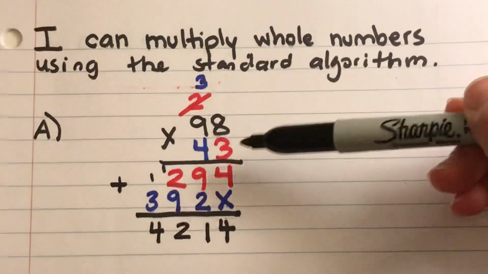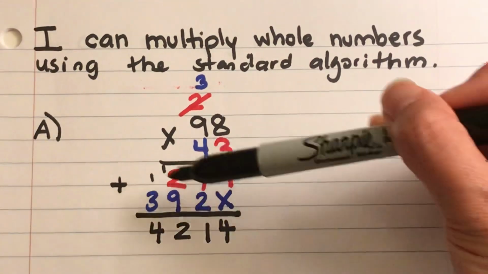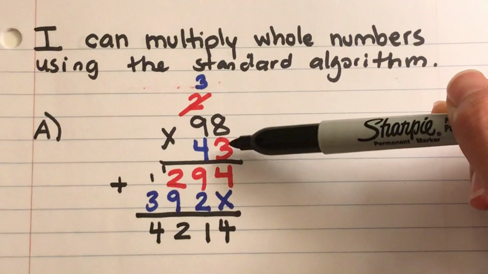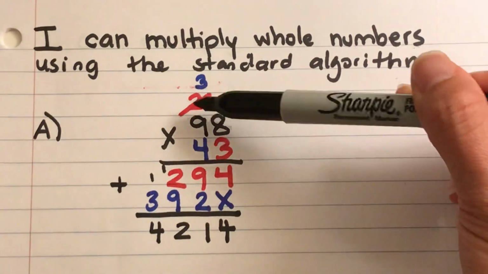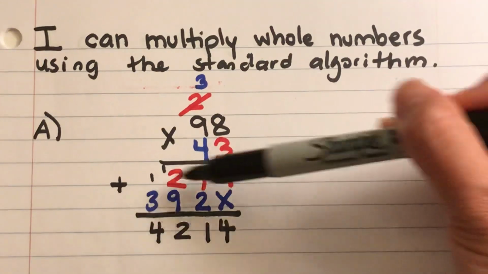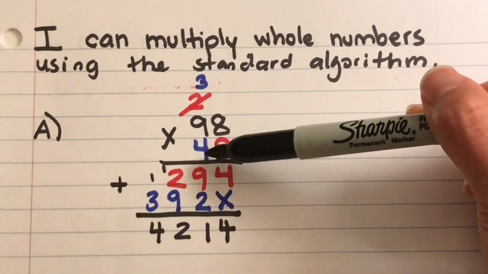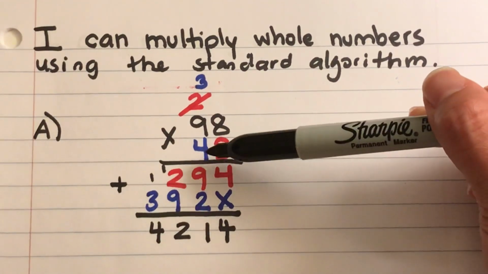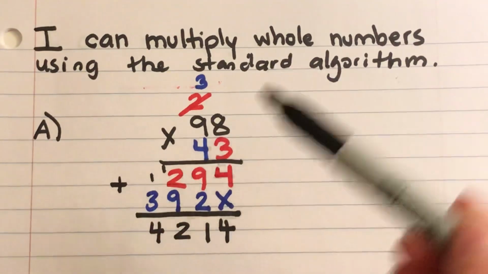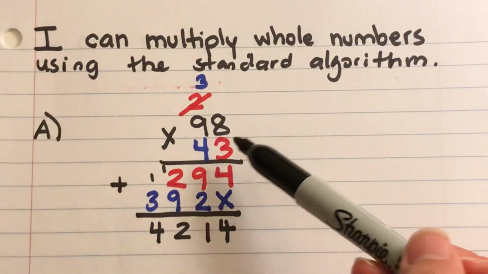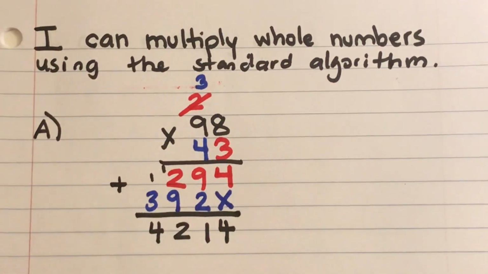So looking back, you can see that this partial product, these red numbers here, came from the 3 right here. 3 times 8 is 24. 3 times 90 is 270, plus the 20 is 290, plus the 4, 294. The blue numbers came from this 4, the 4 tens. 40 times 8, 40 times 90, 3,920. I'm going to add the two partial products and get 4,214.